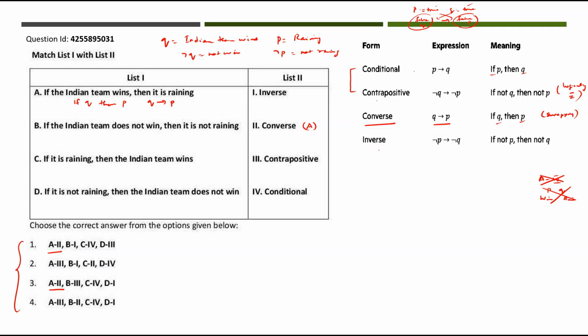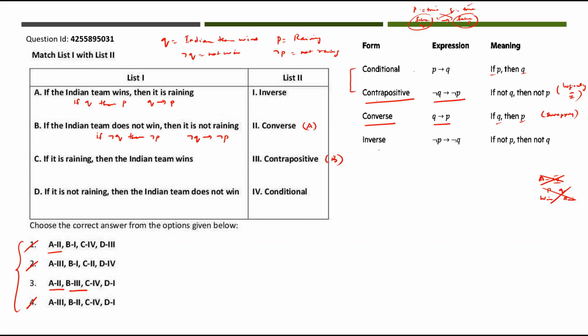Now let's get into B. If Indian team does not win, it means if negation of Q, then it is not raining, then it is negation of P. So it is negation of Q implies negation of P, which is contrapositive. B is mapping to 3. B3 is available here. We can rule out 2 and 4 from A itself. And now we are even ruling out option 1.